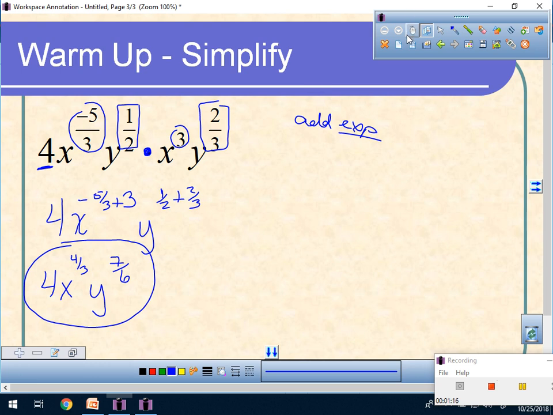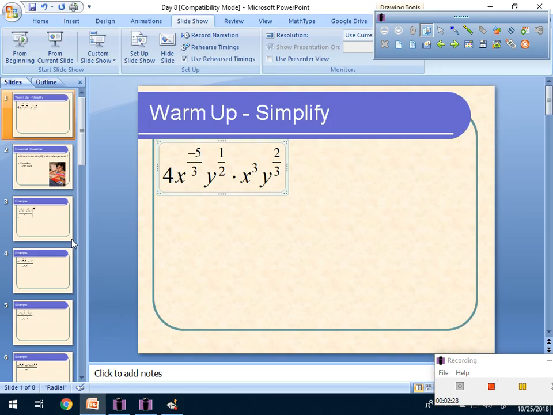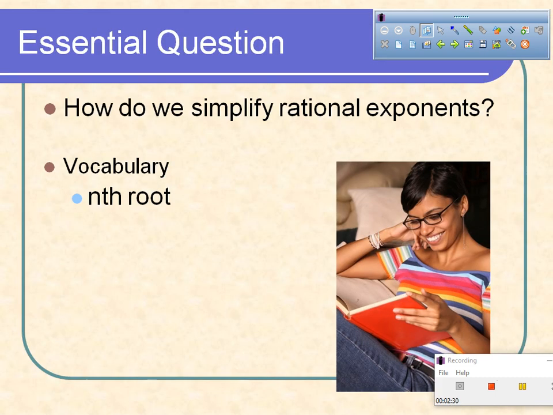Alright, moving on, make sure you've got that. Your essential question for today is still, how do we simplify rational exponents? We're going to be looking at 4 examples today, and these 4 examples are the ones I want you to put in your notes. That way you can study, because you will see these again at some point.